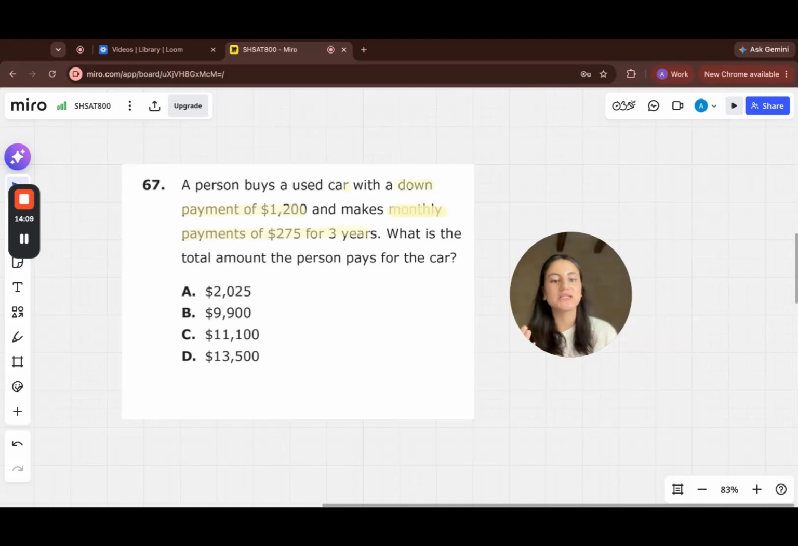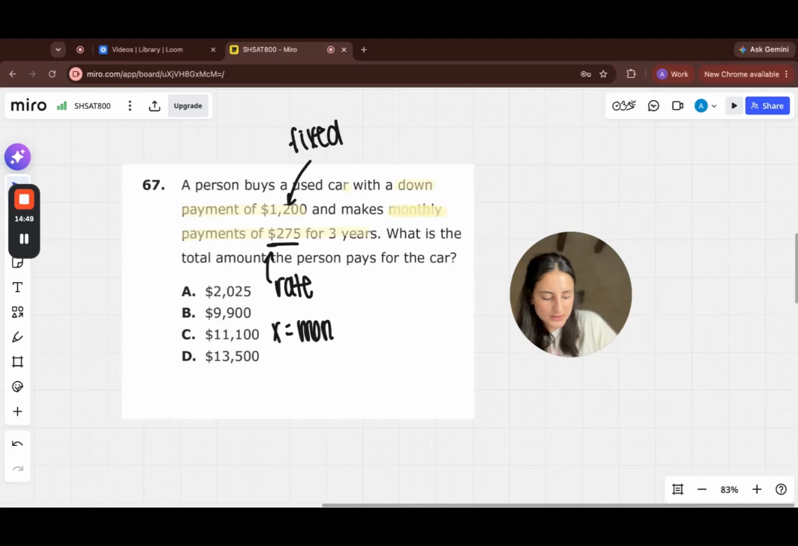So unlike the previous questions, we have to determine the total amount. So we're going to first start by identifying the different parts of this equation. The first one is the fixed amount. So the down payment is just a one-time fee. That's the fixed value. Then they're doing monthly payments of $275 for 3 years. I want to see how many months are in 3 years, so that way I can determine the number of months to multiply $275 by. And $275 is the rate, and then x is equal to the number of months.